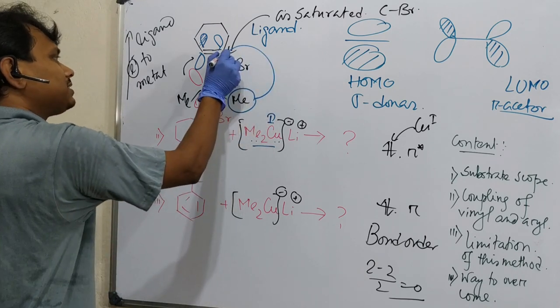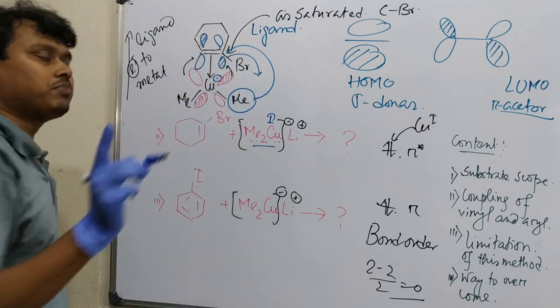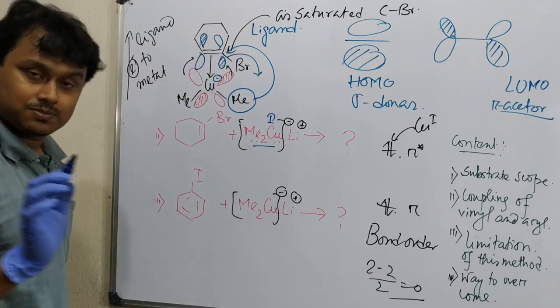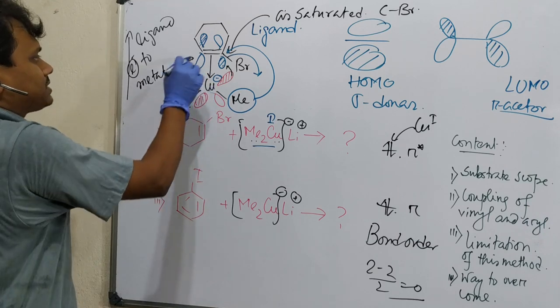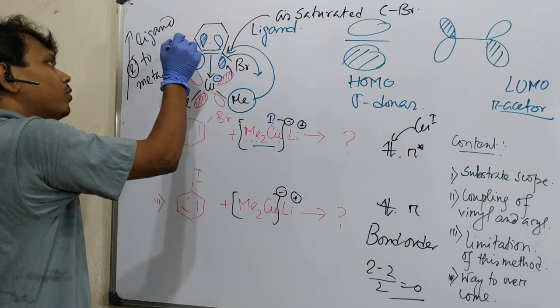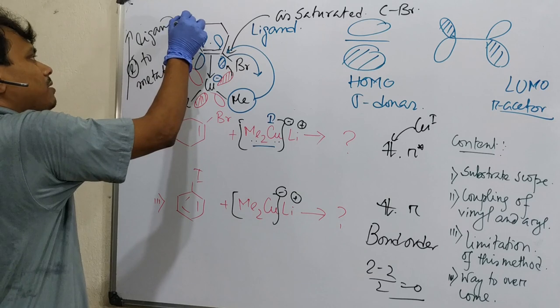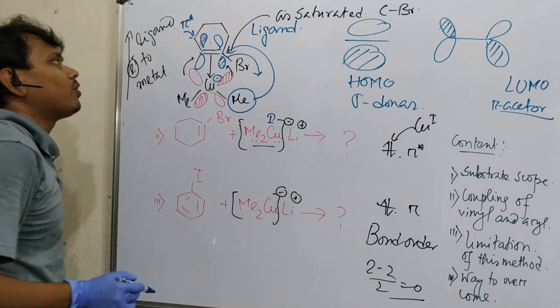It will attack here and it will eliminate. This is a very important concept. Please try to understand. I'll explain once more. What happens? First, the LUMO, the pi star, and this copper coordinates.